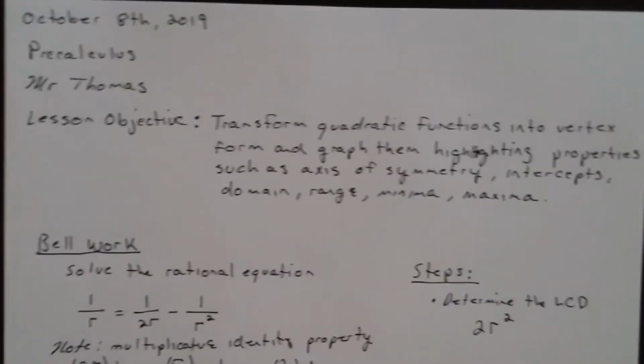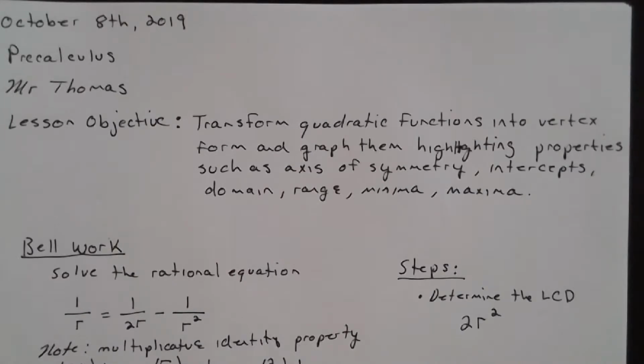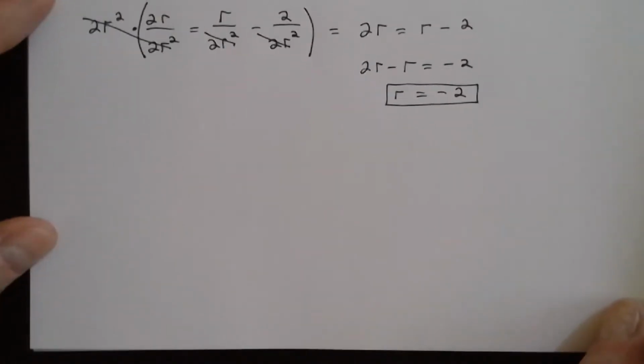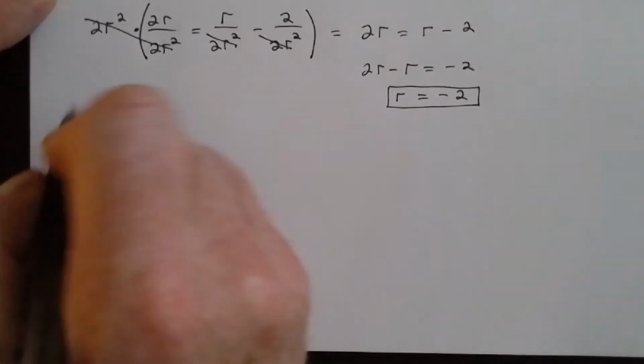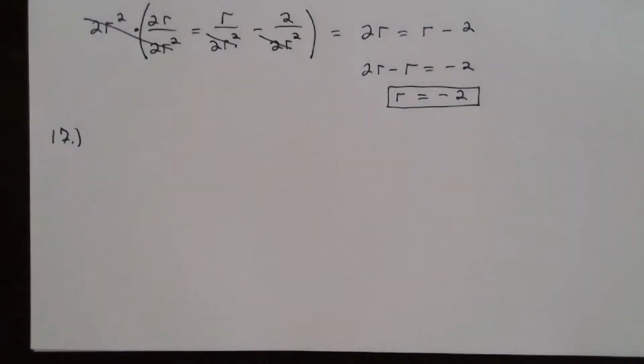Okay, but today's lesson is to transform quadratic functions into vertex form and graph them, highlighting properties such as axis of symmetry, intercepts, domain, range, minimum and maximum. So we're going to look at number 17 from the handout.